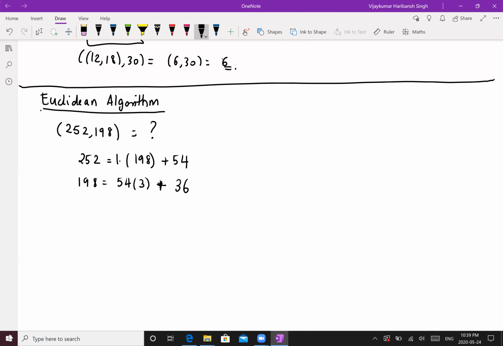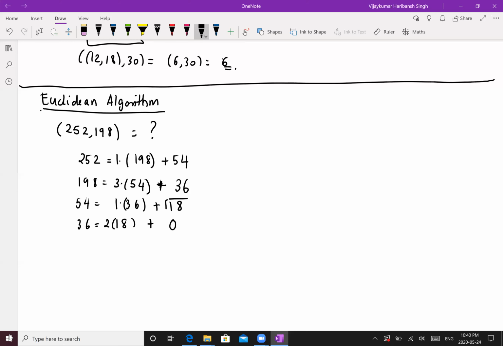Then you divide 54 by 36. So it's a good idea to keep them in this order, so that we can read them properly. So we'll keep them in order. 3 times 54. So 54 is equal to, so how many times does 36 go? Only 1 time, and then the remainder is 18. And then you have 36 equals 18 times 2 plus 0.